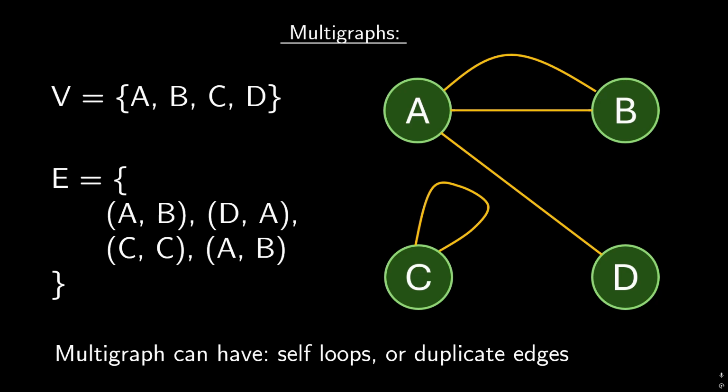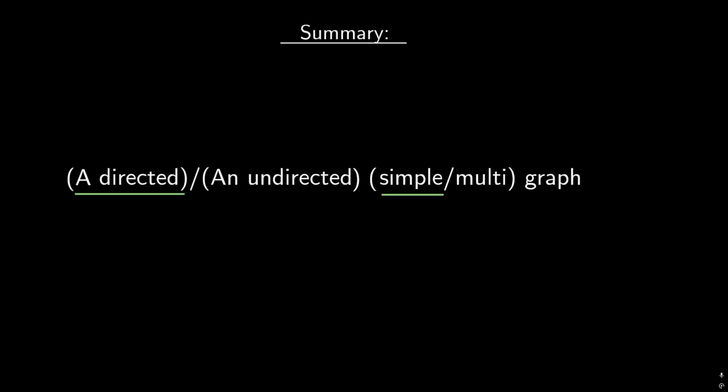Okay, so we've covered four things here, right? So in summary, a graph can either be directed and simple, or it could be undirected and simple. That's also possible. Or it could be a directed multigraph. That's also possible. Or it could be an undirected multigraph. This is also possible. Okay, so these are the four kinds of graphs that we have.